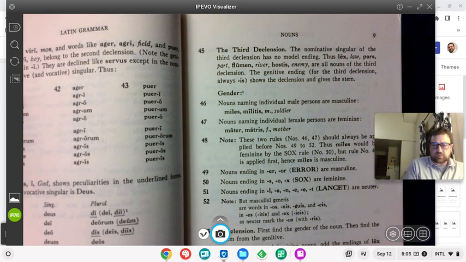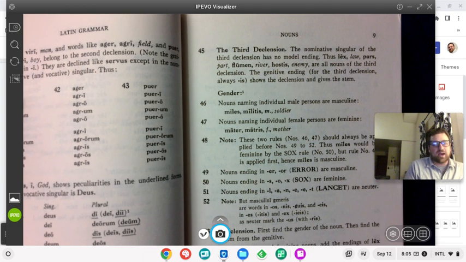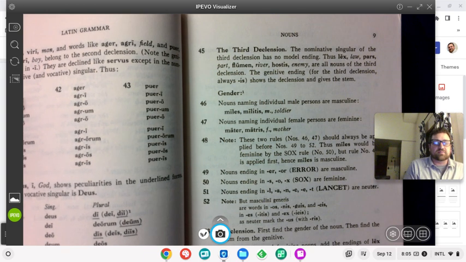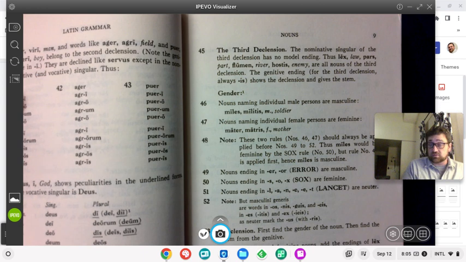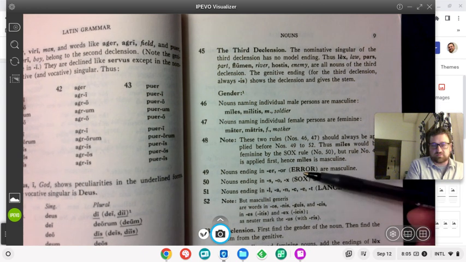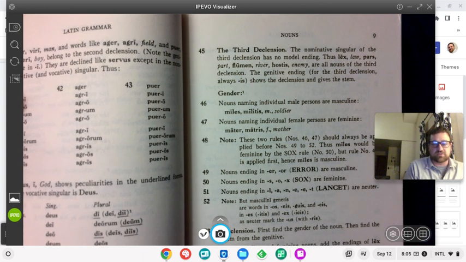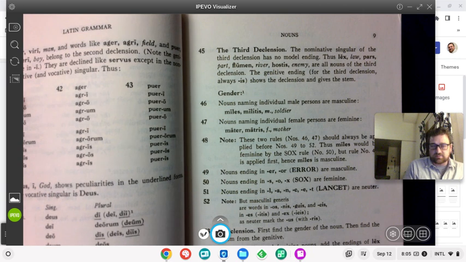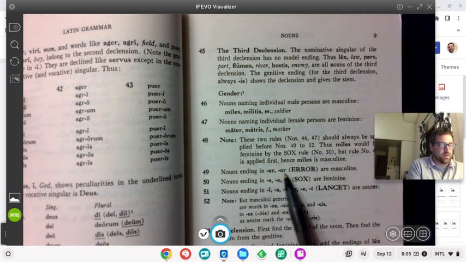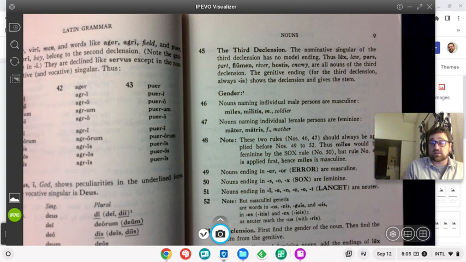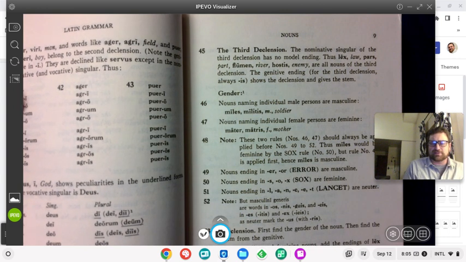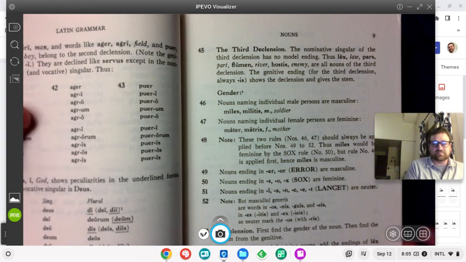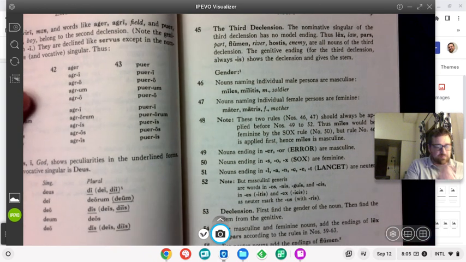So when a noun names a thing, and not a person, how do we know the gender of those words? That's what these rules are for, okay? And here's the first one. The first one is called the error rule. Nouns ending in ER or in OR, that's where we get error from, those are masculine words. So just think boys make errors. I don't know.